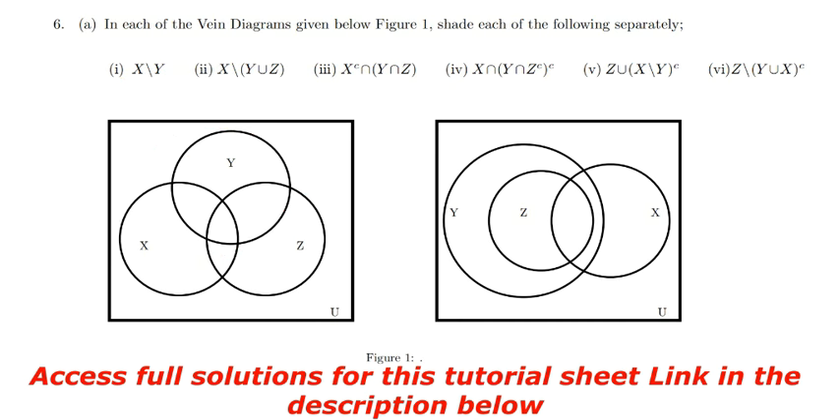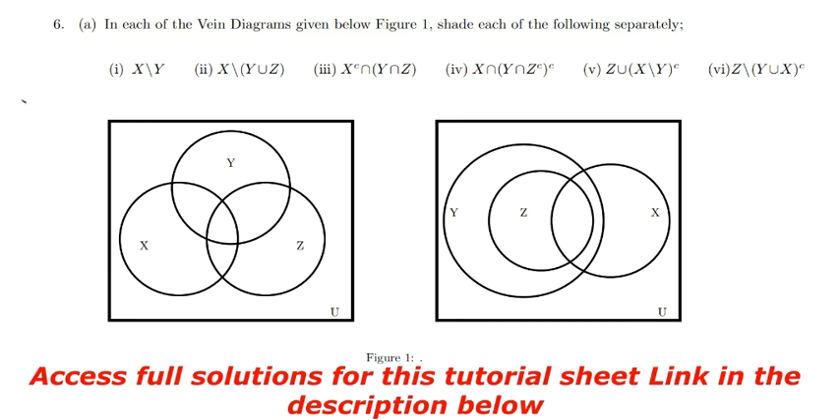So what's the difference between these two? The difference is that on this one, Z is a subset of Y, whereas here we don't have a subset. No set is a subset of the other except of the universal set. So you have to answer that question on both of these two diagrams, where we are supposed to shade. Let's start with the first one.